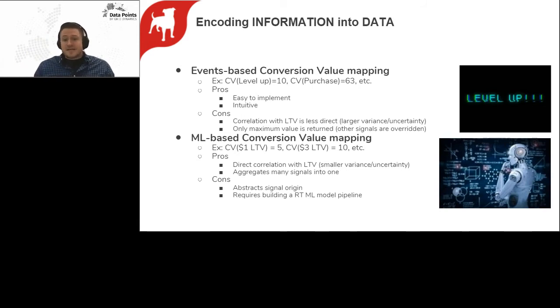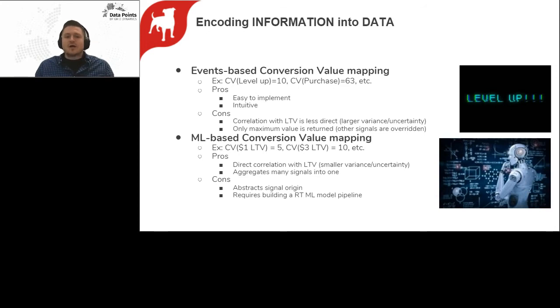Now, the pros to this are that it's very easy to implement. We're already firing the data, so you might as well just tack on, hey, send this to Apple, by the way. Additionally, it's quite intuitive. You're following the players along the player journey and assuming that the deeper they get into it, the more valuable they are. The cons, though, are that this LTV is actually not as direct as people would hope.